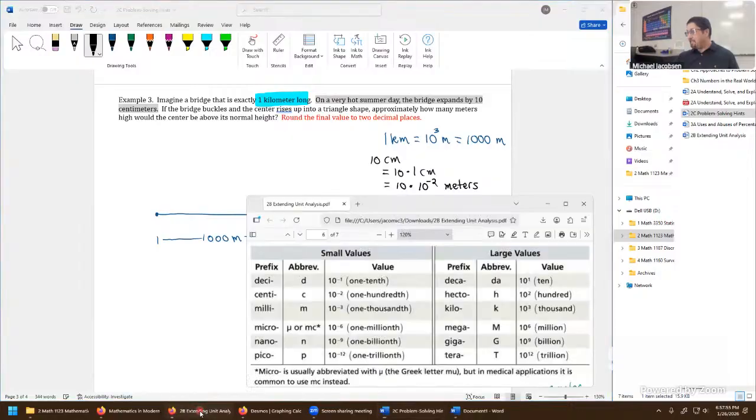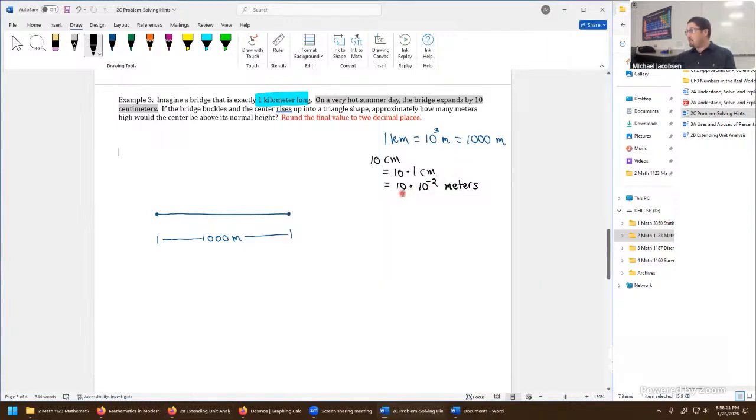Let's look at that guide once again from unit 2b. So right where it said 1 centimeter, I put in the power 10 power negative 2, so that's this figure here. And the other 10 has just been copied down. So we have 10 times 10 power negative 2.